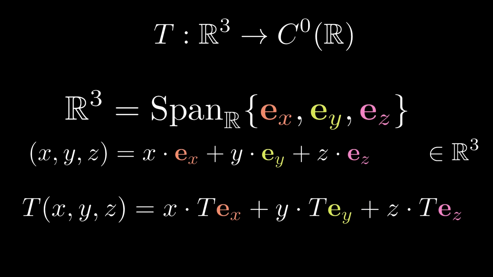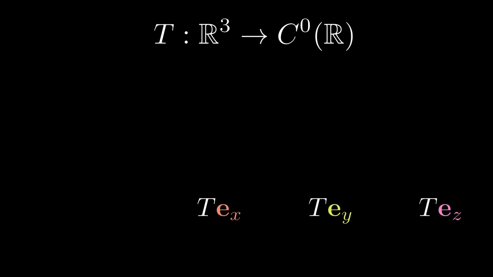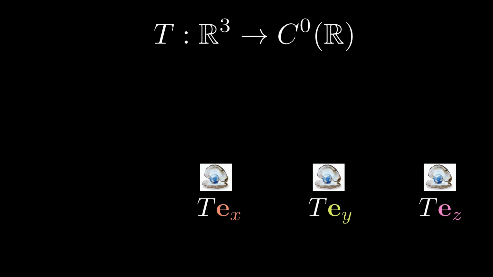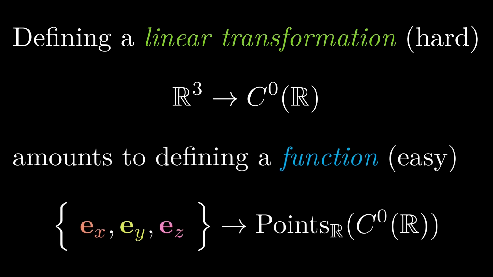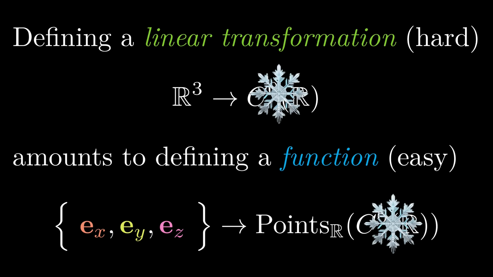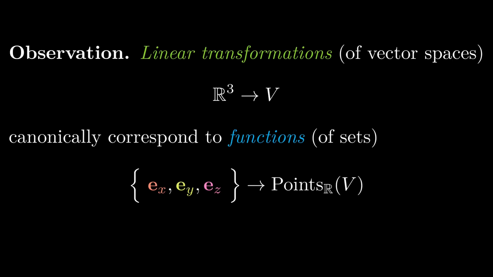Moreover, since the basis vectors are linearly independent, any choice of continuous functions for Ex, Ey, and Ez will define a linear transformation in this way. This means that defining a linear transformation from three-dimensional space to the space of continuous functions just amounts to defining an ordinary mapping from the tiny set of 3 elements into the set of continuous functions. Of course, there's nothing special about the space of continuous functions. Defining a linear transformation from three-dimensional space to any vector space V amounts to defining a simple function from our small 3-element set into the set of points of V.